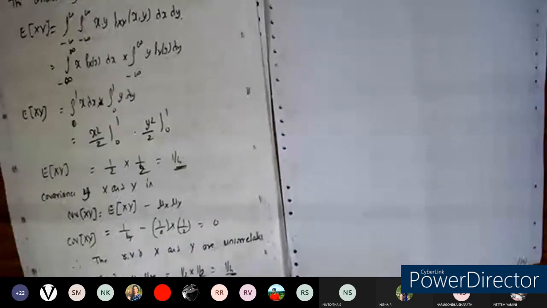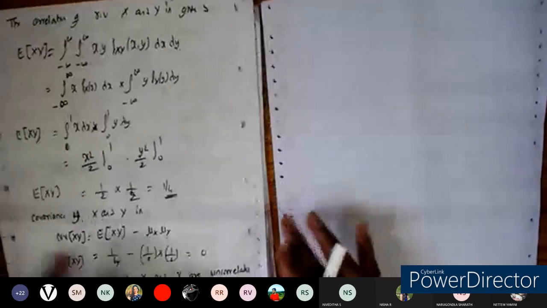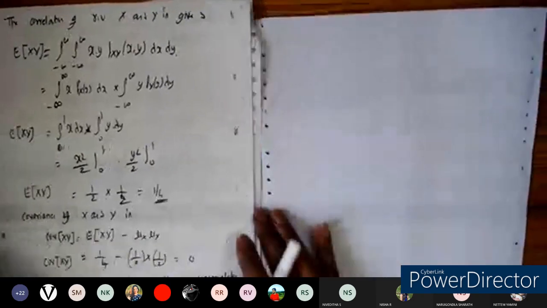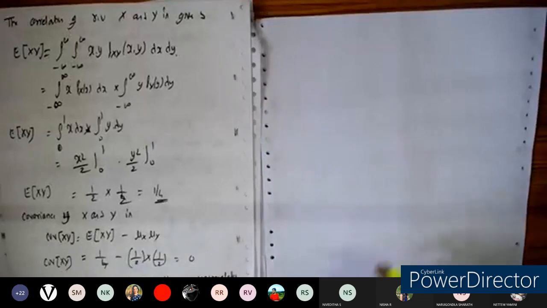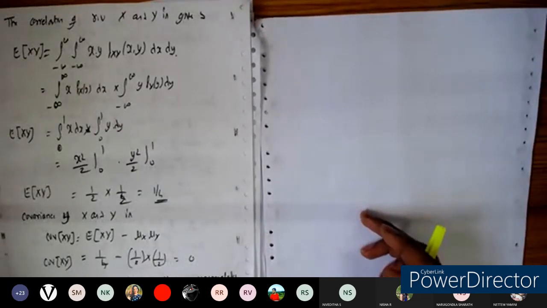Now what should we do? We'll take another PDF, one that will be defined in terms of the impulse function. In signals and systems you have come across the impulse function. So in terms of the impulse function we have seen that one. Okay, so let us take the problem here.